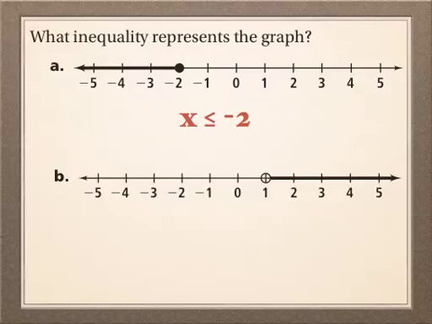If you look at example B, we have an open circle at 1. Because there is an open circle, we know that it's just going to be greater than or less than, not equal to. Notice that we're shading all of the numbers that are larger than 1. So this inequality would be x is greater than 1.